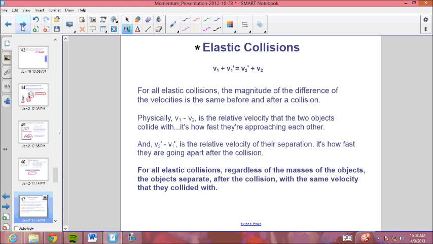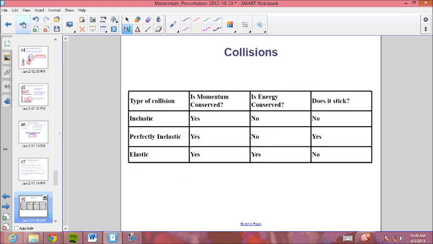So for all elastic collisions, the magnitude of the difference of the velocities is the same before and after a collision. Physically, v1 minus v2 is the relative velocity that the objects collide with. It's how fast they're approaching each other. And v2 prime minus v1 prime is the relative velocity of their separation. It's how fast they're going apart after the collision. For all elastic collisions, regardless of the masses, the objects separate after the collision with the same velocity that they collided with. They're going to hit together and go apart always with the same velocity.